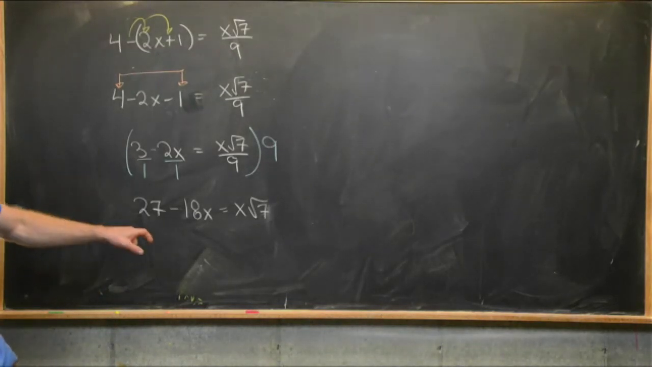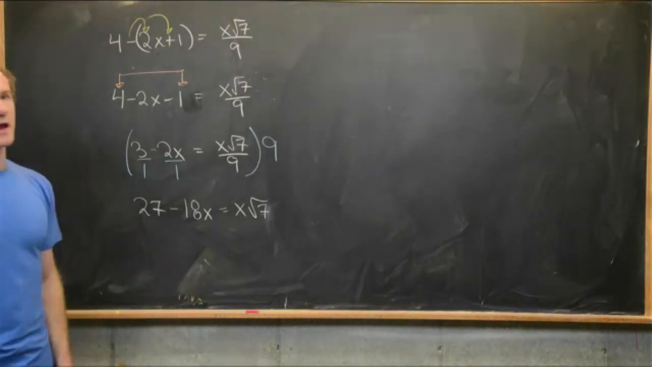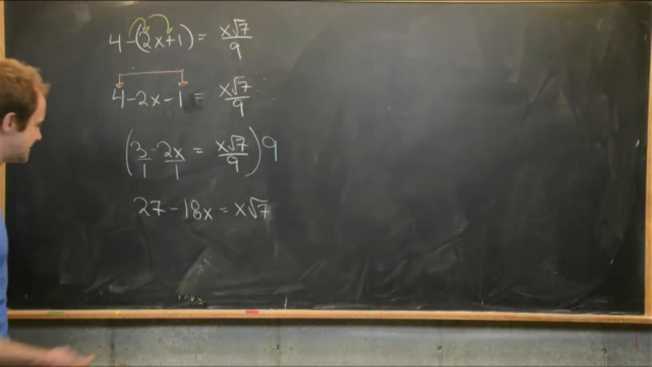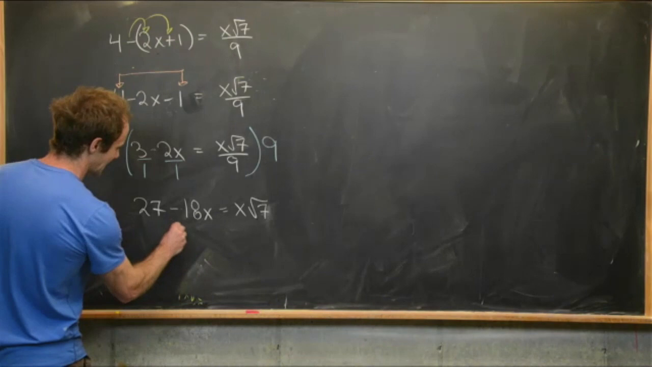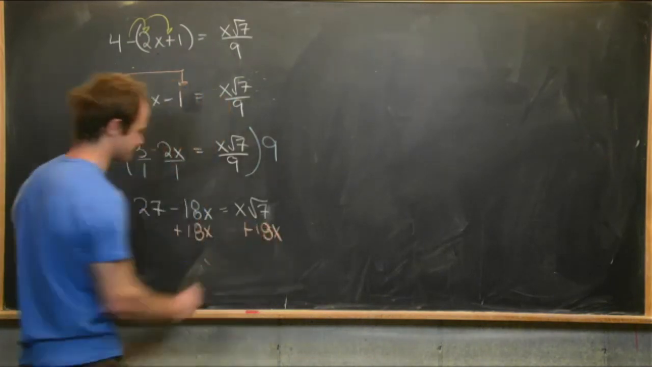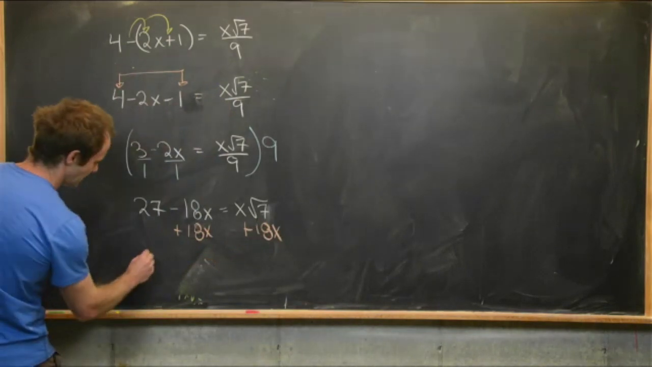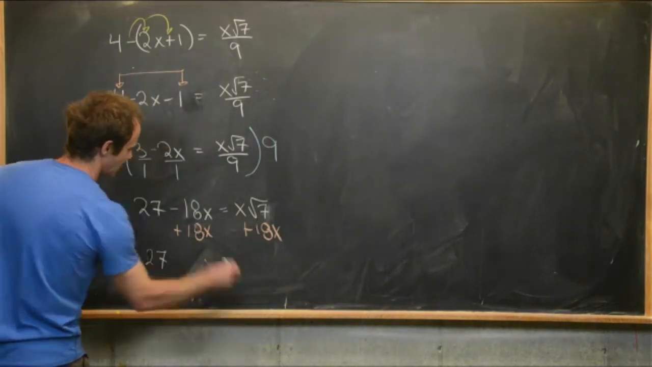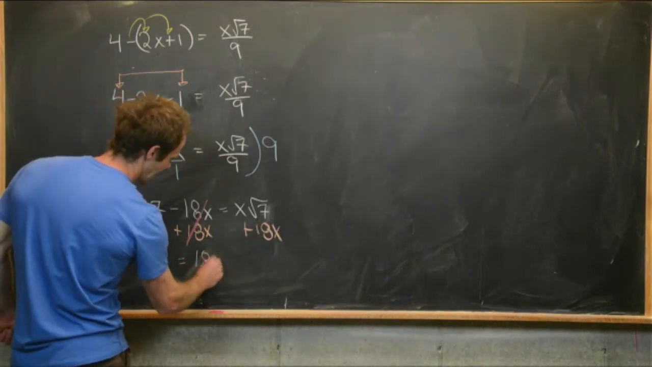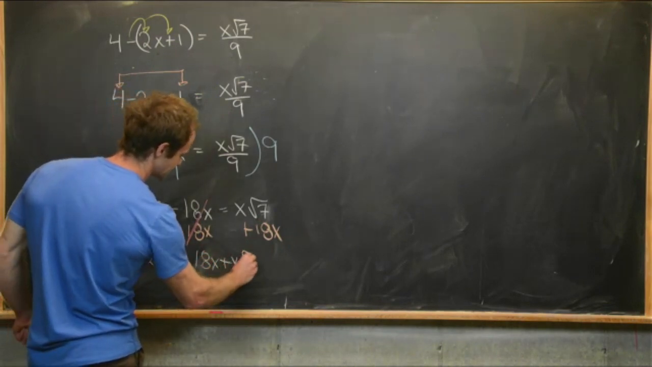Okay, great. So now let's go ahead and move all the x's to one side and all of the not x's to the other side. So I'll just add 18x to both sides. So that's going to leave me with 27 by itself on the left. And then on the right, I'll have 18x plus x times the square root of 7.